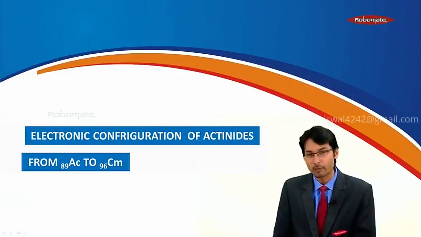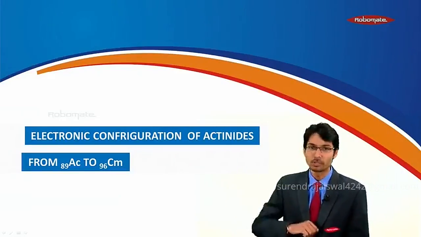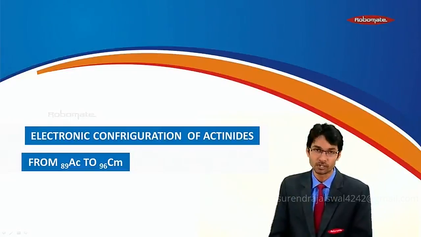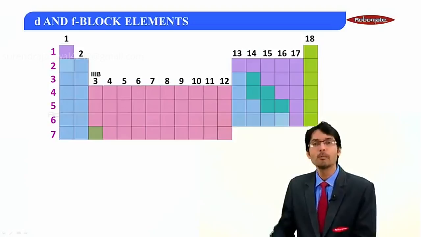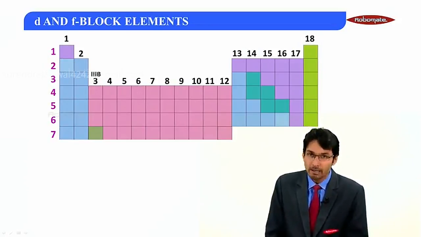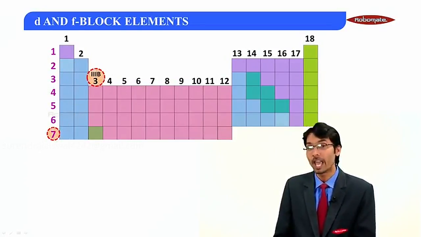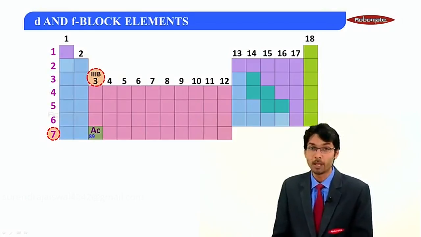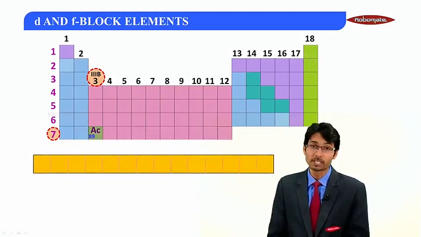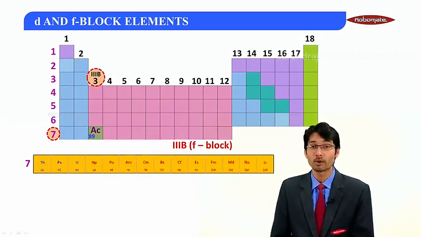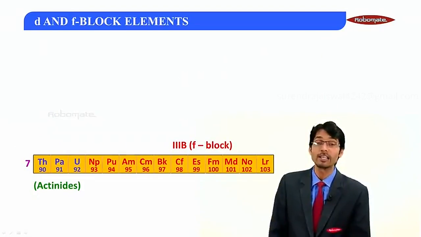Configuration of actinide, from element actinium to lawrencium, that is atomic number 89 to 103. Now if you look at the modern periodic table, in group number 3B and period number 7, there is one element located, what? Actinium. But along with actinium, there are 14 more elements placed, and all these 14 elements are called the actinide series or actinides.